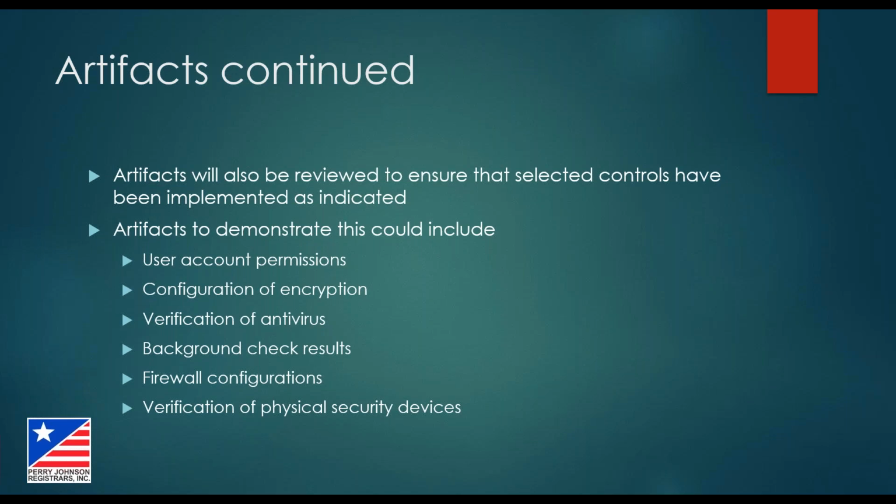Obviously, there's a control around background checks, so we'll take a sampling of hires and we'll want to verify that a background check was conducted. We might want to look at firewall configurations when we're looking at network security, physical security devices. So before the pandemic, when we were actually in the office, we would always do an office tour. We'd look to see how all the doors are locked, if there's cameras, if there's additional locked doors once inside the premise for server rooms or things of that nature, battery backups, all those kinds of things.